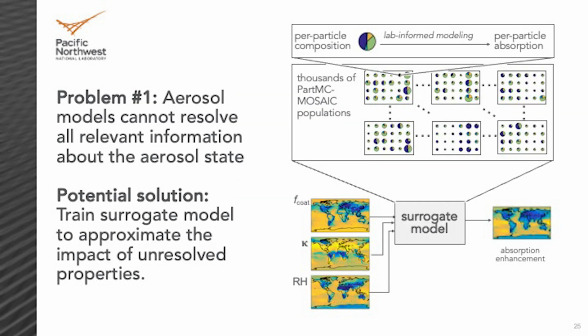So when we're talking about things like unresolved properties, the best solution I can come up with is to use something like machine learning or a statistical approach to train a surrogate model that can approximate the impact of these processes while using just the information that the models already track. And so we actually applied this to the GISS model, and we found that it made a really big difference in absorption enhancement when you do this.